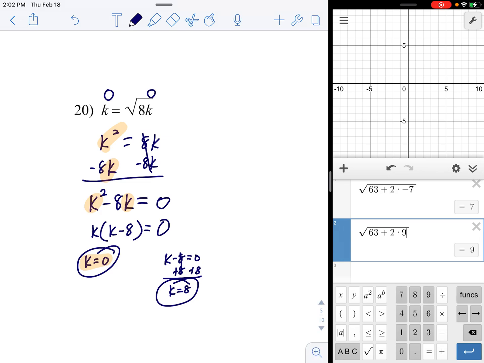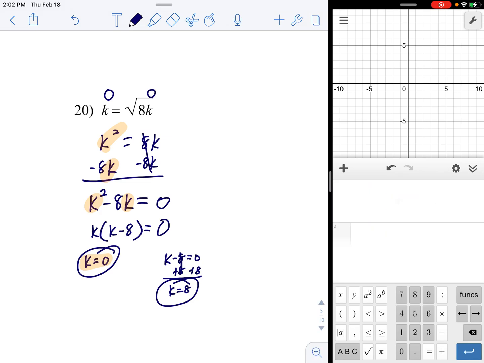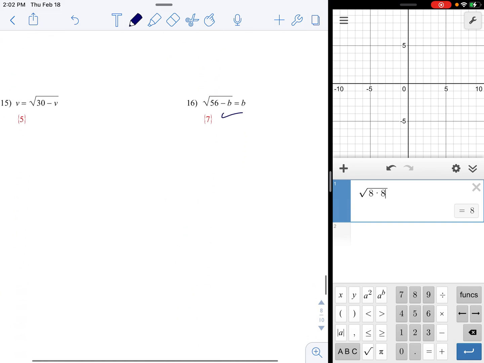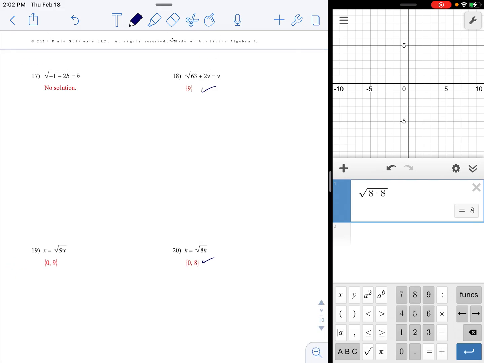A 0 here and a 0 there. 8 times 0 is 0, and the square root of 0 is 0. You plug in a 0, you get out a 0. That's a right answer. Let's plug in 8. 8 times 8 is 64, and the square root of 64 is 8. So if you plug in an 8, you get out an 8. So both of those are right answers. The answer to number 20 is 0 and 8.